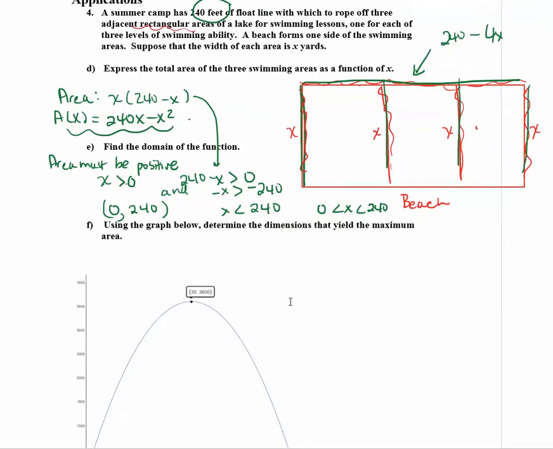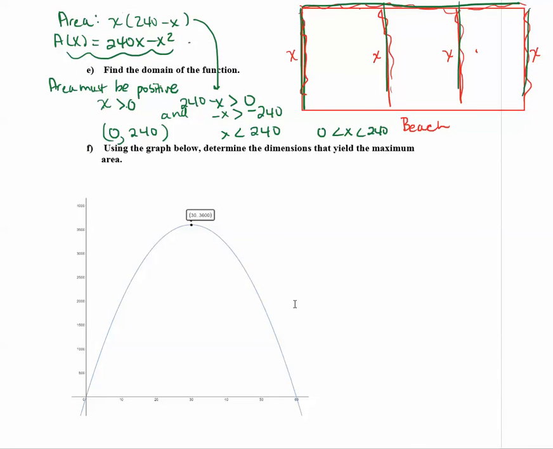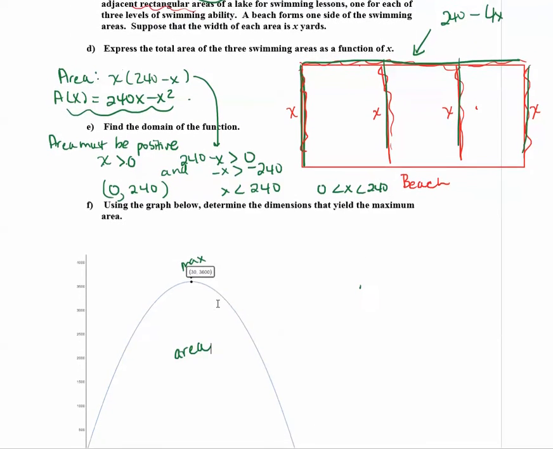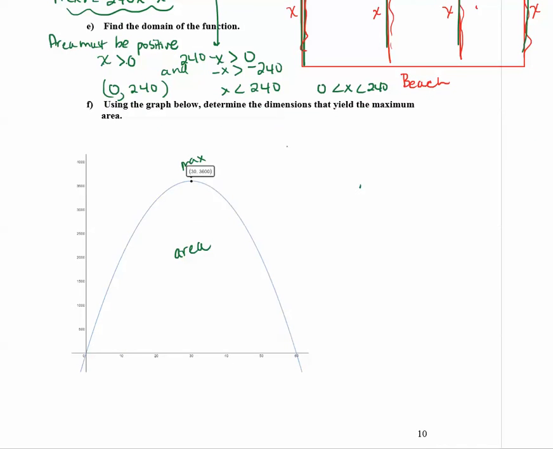Now the graph of the area, it's a parabola facing down, so we have a maximum point here. And this is graphing the area of the rectangle. So we have all these different ways to get the same area, where we have 240 feet of float line to rope off. But the maximum is going to occur at this point, the vertex. Now the ordered pair is 30, 3600.